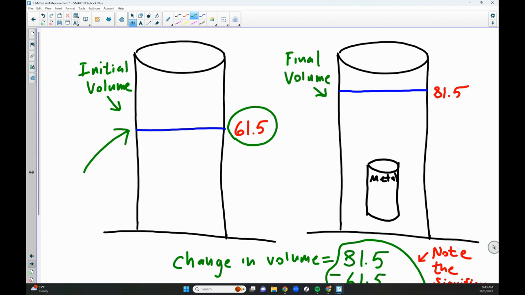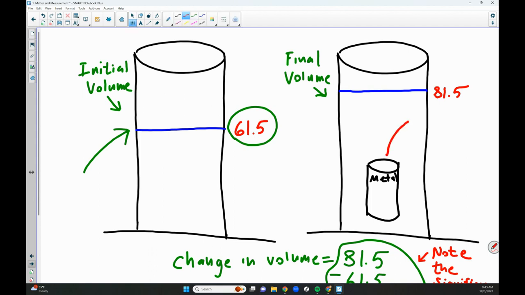The other thing to notice here is that our graduated cylinders are precise to the tenths place. So you shouldn't tell me that it's 61 milliliters for the initial volume. We should be able to tell for sure that it's 61 point something. So we're going to estimate our final digit, the tenths place. So you should have a measurement with 1 decimal place, using these graduated cylinders. Okay? So I just have water here. The initial measurement is 61.5.